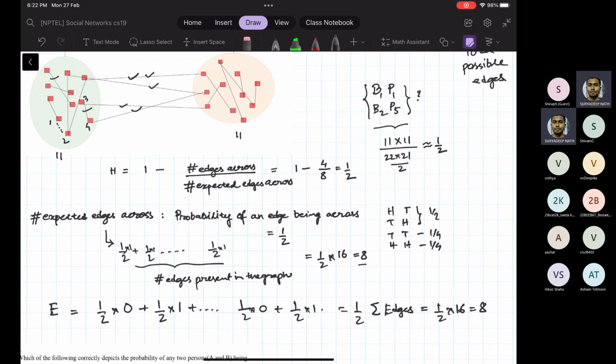This is how expectation is calculated. You find the probability of an event, and if that event occurs, how many edges are across. Between 1 and 2 there exists no edge, as we can see from the graph, so it is 0. Between 3 and 4 there exists one edge, so it can be 1. Like this, if you add up, this is how you get the expectation.